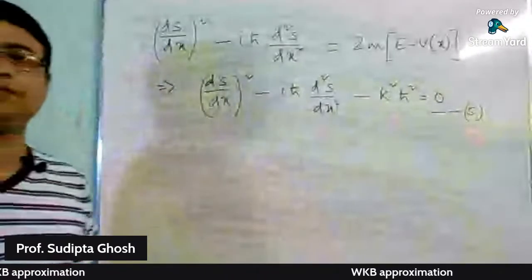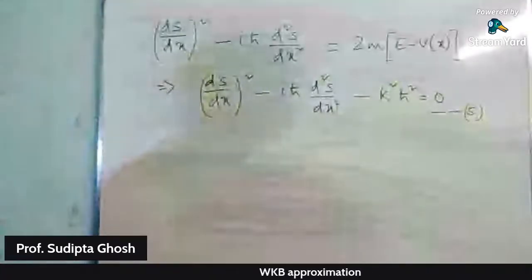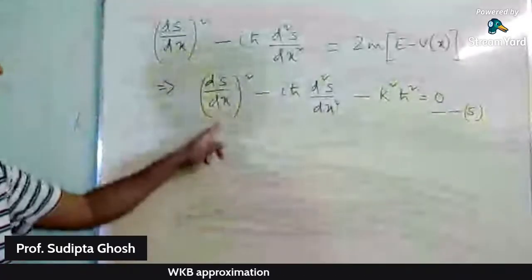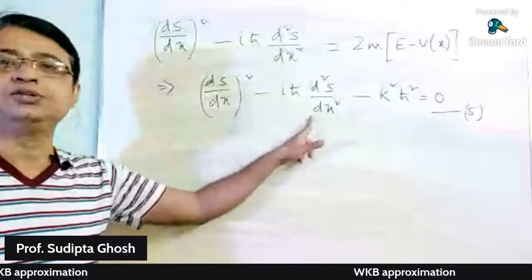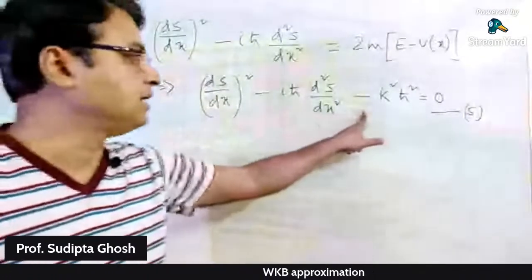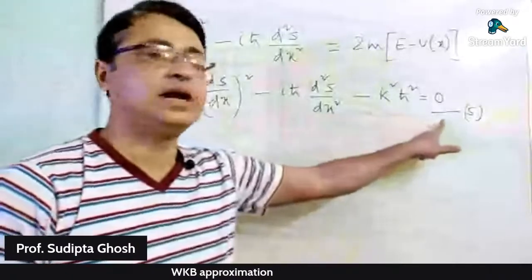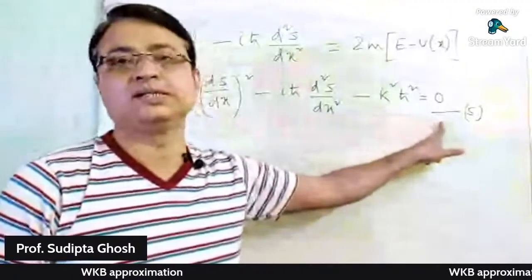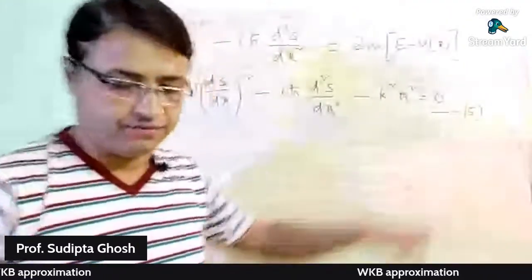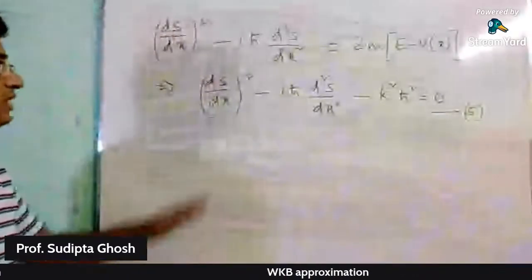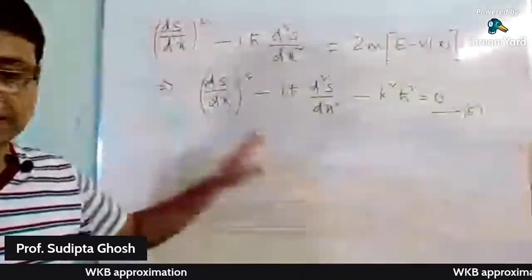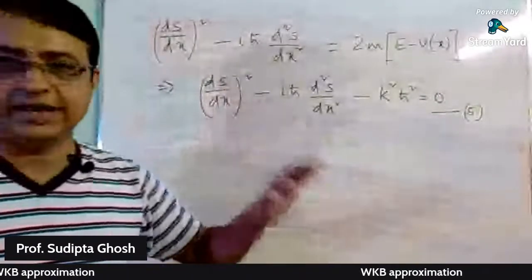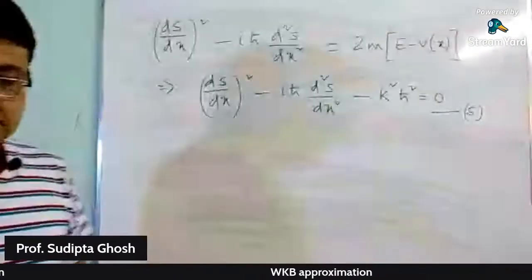So equation 5 becomes (ds/dx)² − iħ d²s/dx² − k²ħ² = 0. This is our equation 5. Now the solution of this equation gives me the function s of x, the function s(x).